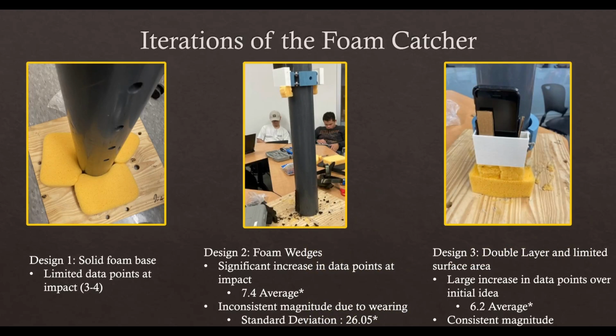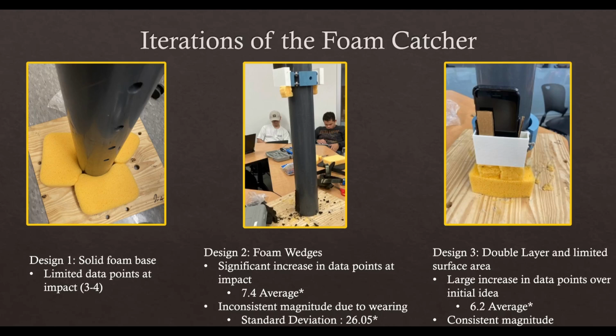For design 1, we used 3 foam blocks and surrounded them on the base. However, it was too stiff to effectively absorb the impact, so we only had 3 to 4 data points at impact. For design 2, we attached foam wedges to the bottom of the base, as well as small foam blocks on the bottom of the collar. This did increase the amount of data points to 7.4 on average. However, due to wear on the foam wedges, our standard deviation was much larger than accepted at 26.05, making our data too inconsistent.